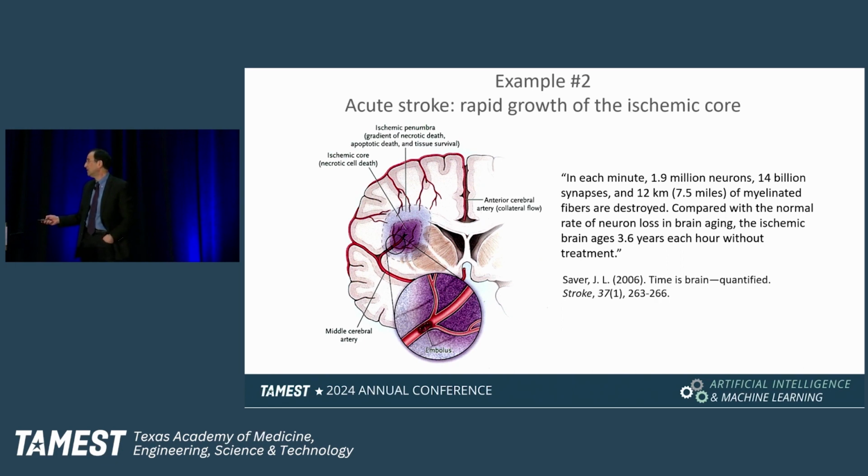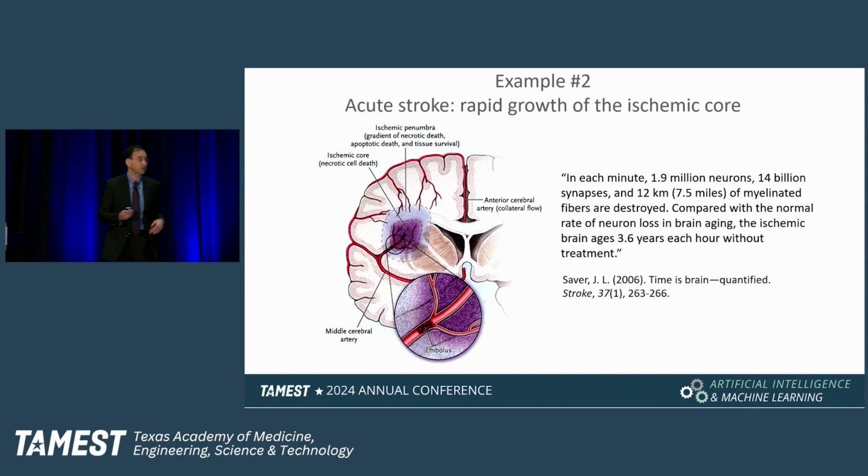And not all patients actually have a clot demonstrated. So it could be that the procedure itself wasn't even going to be effective because there's no clot yet found, and the clots broke off and went peripherally. So there are many factors involved here. One of the big ones is collateral flow. You see these collaterals here. And I just wanted to quote Jeff Saver from UCLA, who famously wrote, "Time is brain quantified. In each minute, 1.9 million neurons, 14 billion synapses, 12 kilometers of myelinated fibers are destroyed."